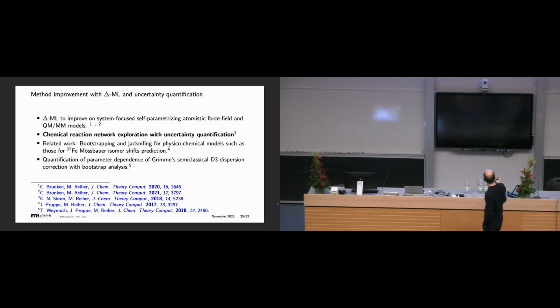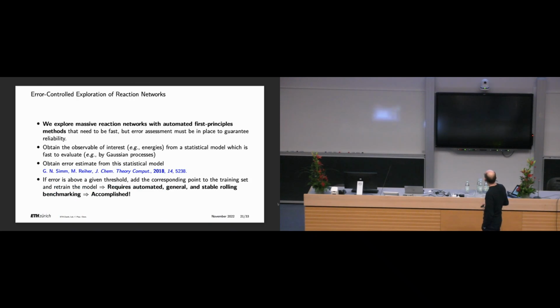I will focus on this part though, chemical reaction networks and uncertainty quantification, but I would want to mention too that we have a history looking into uncertainty quantification for computational chemistry. In previous years we have used techniques like bootstrapping and jackknifing to assess the accuracy of physical chemistry models that are evaluated with quantum chemistry schemes. Okay, so let's go back to this error-controlled exploration of reaction networks.